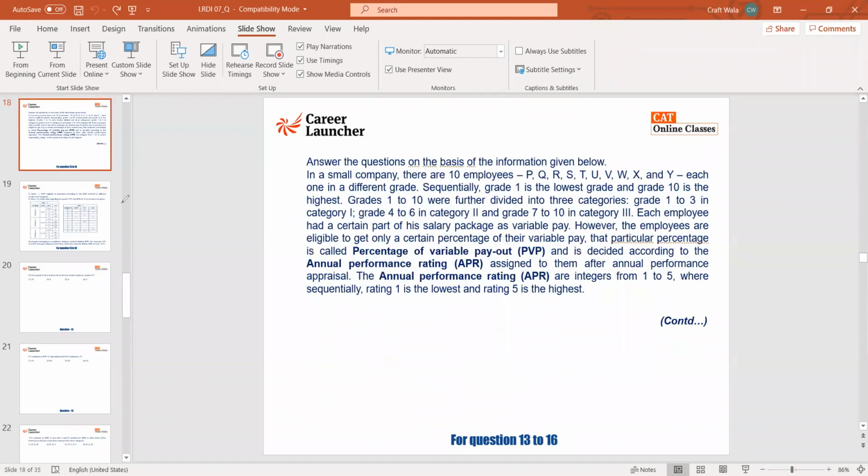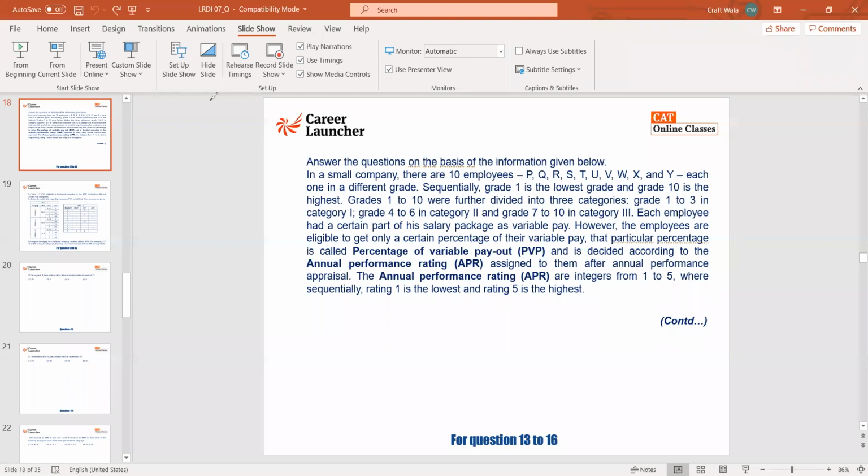So here it's given in a small company there are 10 employees P, Q, R, S, T, U, V up to Y, each of them in a different grade. Sequentially grade 1 is the lowest and grade 10 is the highest grade, right? So there are 10 grades, 1 to 10. Grade 1 to 3 becomes one category, 4 to 6 is another category, 7 to 10 is the third category. Each employee had a certain part of his salary package as variable pay, and they get a certain percentage of the variable pay based on their annual performance rating. And the annual performance rating is given 1 to 5 sequentially.